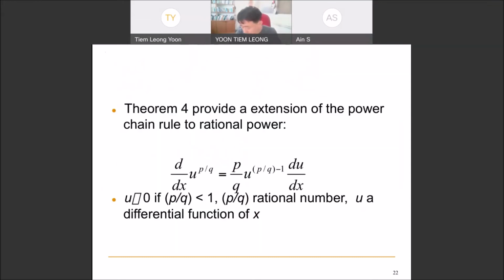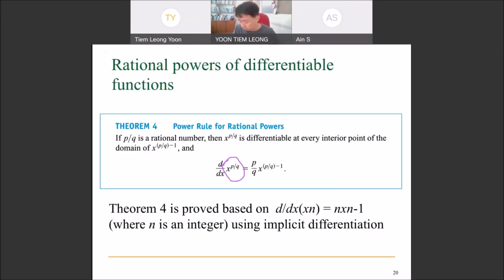You can also generalize the theorem. You could make x be replaced by a function of x. So instead of x itself raised to the power of p over q, you can generalize this to a function u of x instead of just x itself. This relationship could be easily generalized.